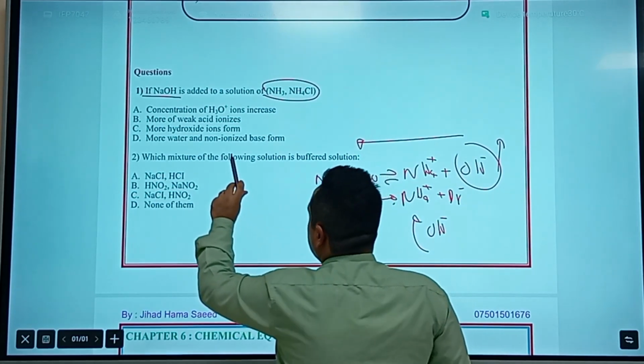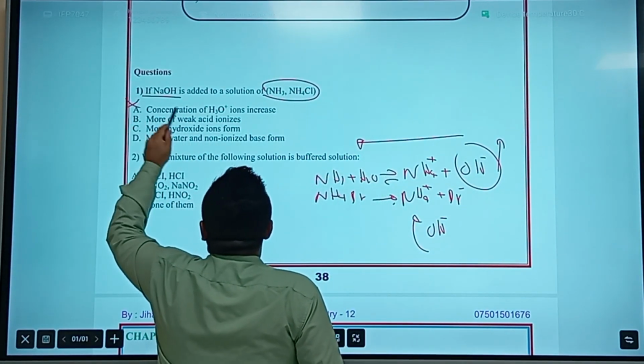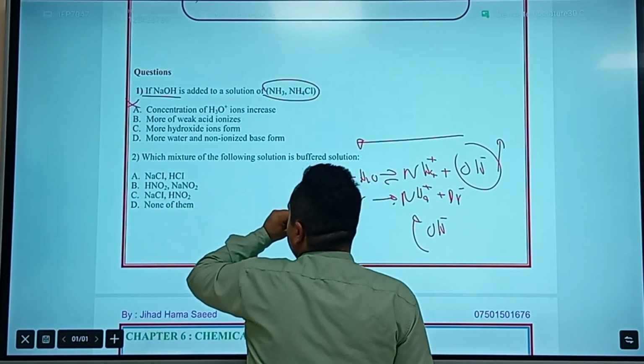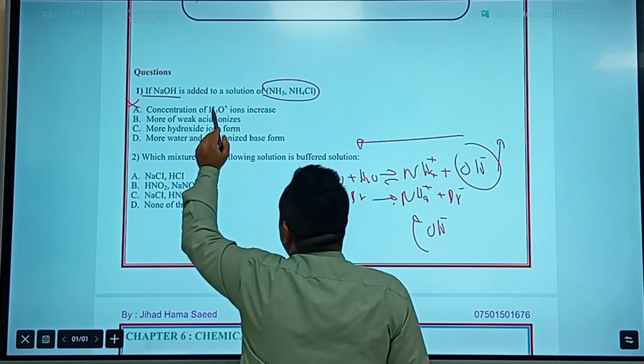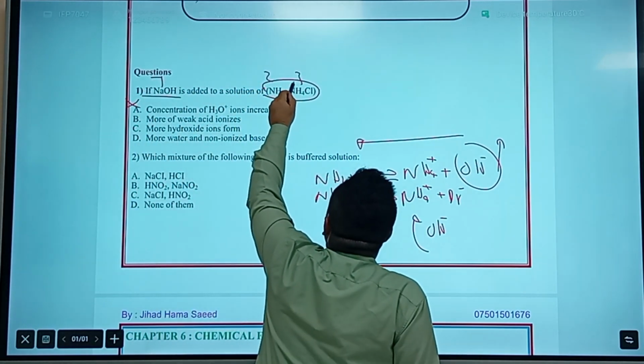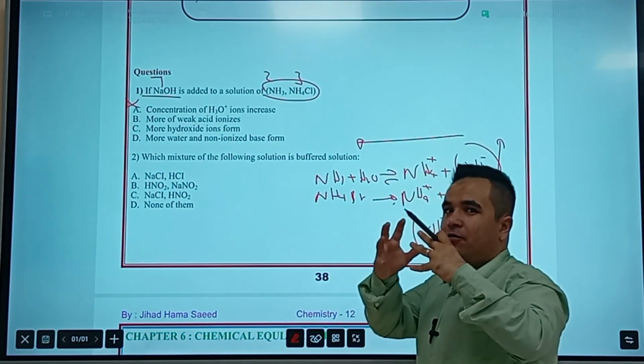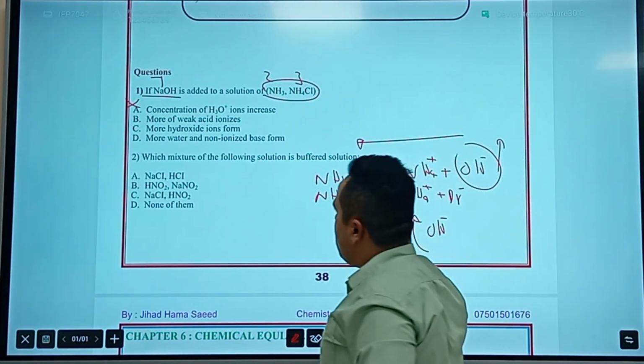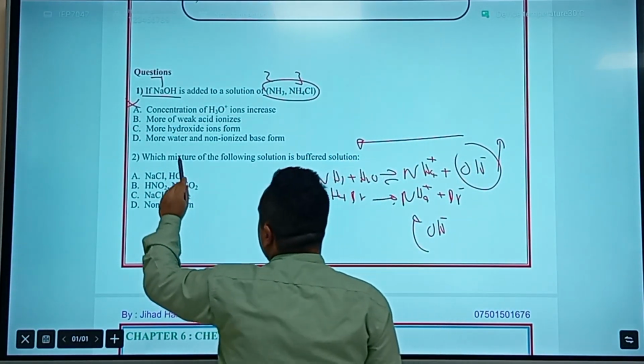What will happen? The concentration of hydronium ion increased. It's not true because it's a buffer solution. How to know it's a buffer solution? One solution, two, and three solutions. So we have three components here. That's how we can recognize it's a buffer solution.